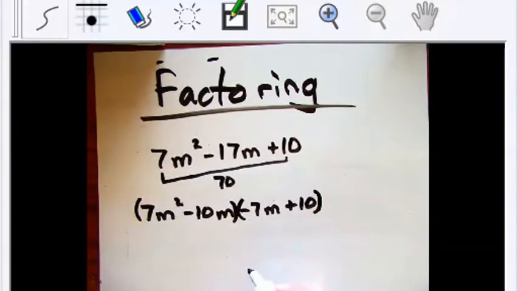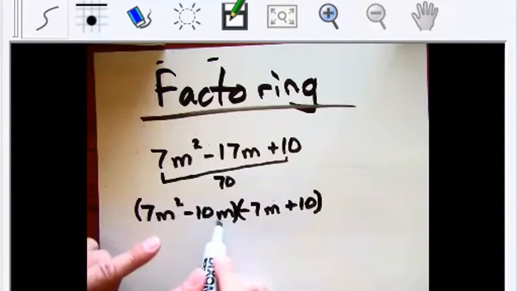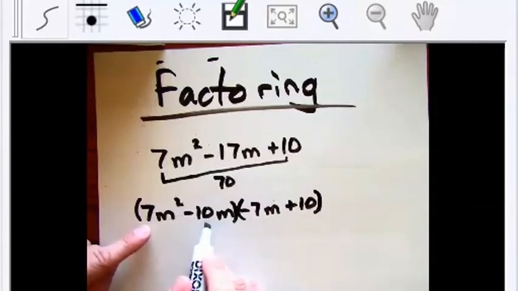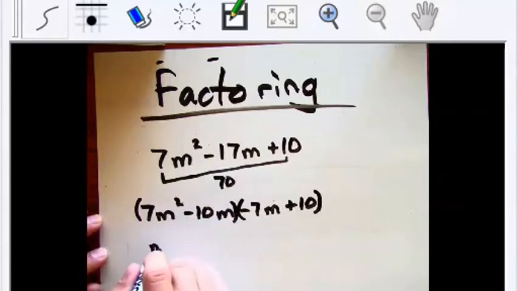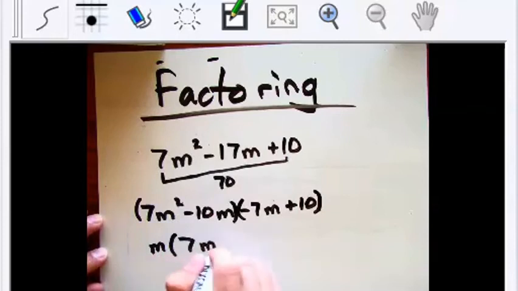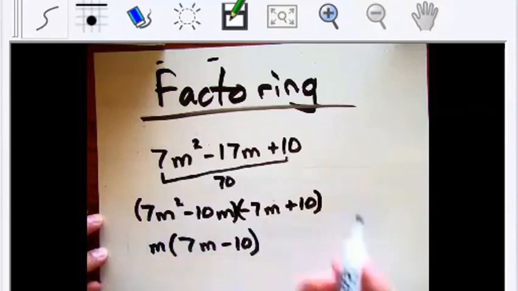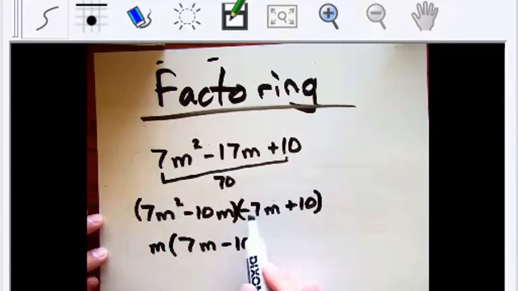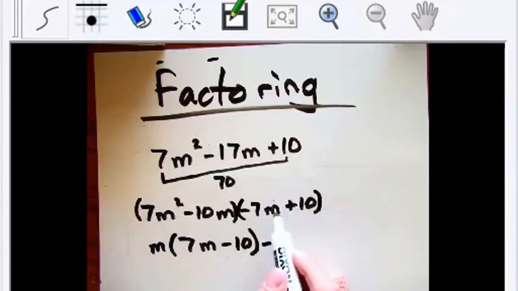Okay. And then what can I factor out of this group? Well, between 7 and 10, I can't really take out a nice number other than 1, but I can take out an m, and that leaves me with 7m minus 10. And then out of here, because this is a negative, I'm going to take out a negative something. They both don't have an m. 7 and 10 don't really have a nice number. So all I'm taking out of this last one is a negative 1.